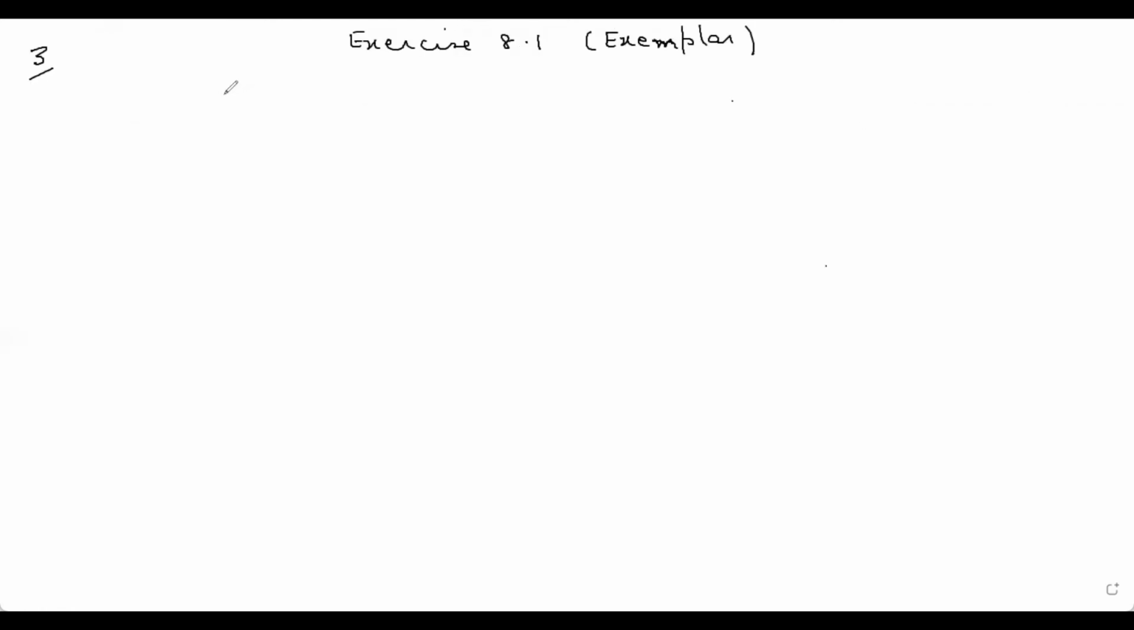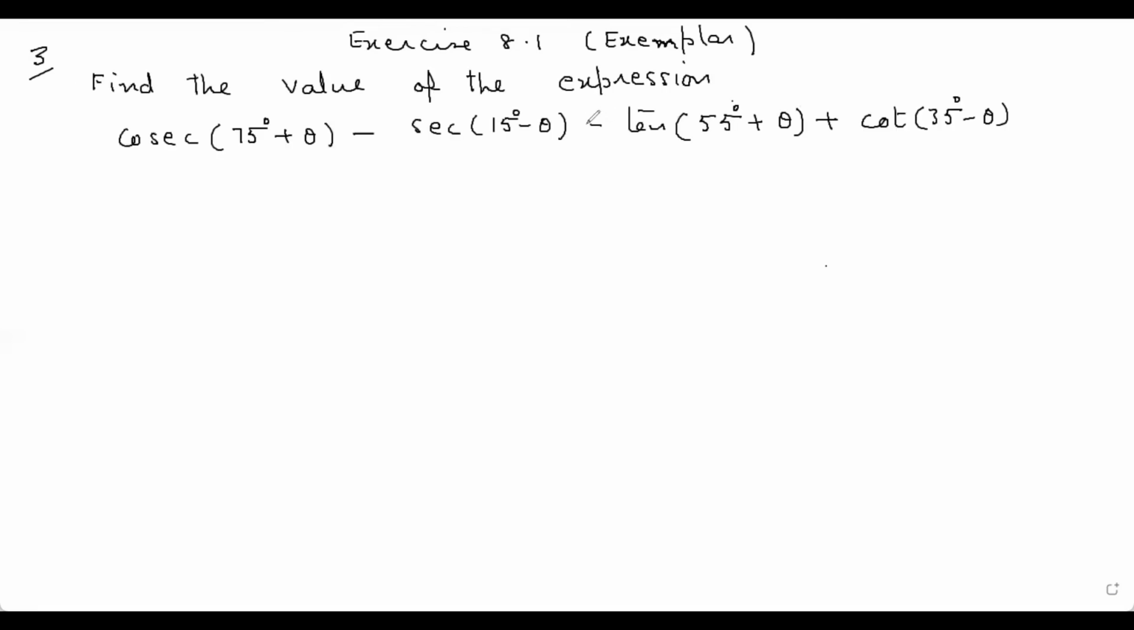Third sum of exercise 8.1 of exemplar. Now the question is, find the value of the expression cosec (75 plus theta) minus sec (15 minus theta) minus tan (55 plus theta) plus cot (35 minus theta). If you add this angle and this angle, it will come out to be 90. If you add this angle with this angle, it will come out to be 90. So change one of them and then change one of them.